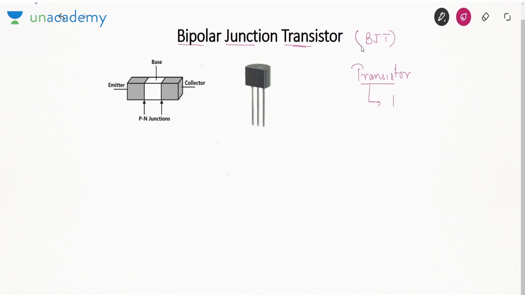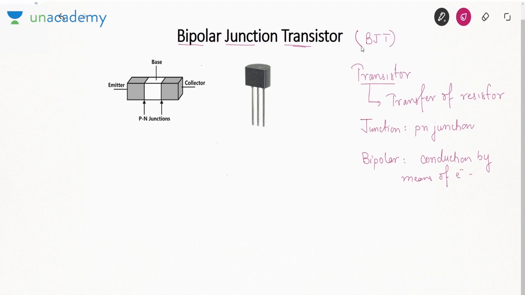First, the term transistor basically means transfer of resistor. That is, we are transferring resistance between the two terminals, and that is why it is called transistor. In the naming, junction refers to a PN junction. Then in the naming we have the term bipolar. Bipolar means conduction by means of electrons and holes. That is, electrons and holes both are responsible for conduction.